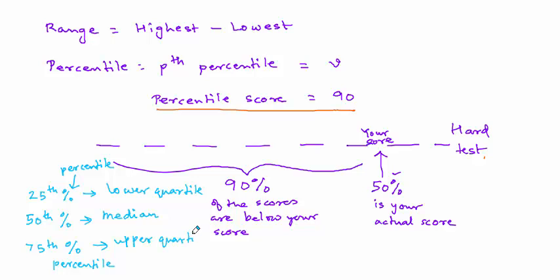And then there's something called the interquartile range. And that is equal to the upper quartile, so it's the upper quartile value minus the lower quartile.